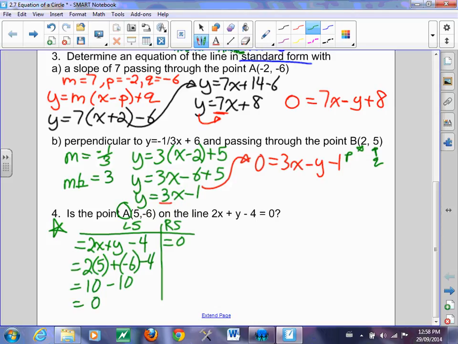And please don't forget your communication. Since left side equals right side, therefore, point A does lie on the line, or is correct, whatever you want to say.